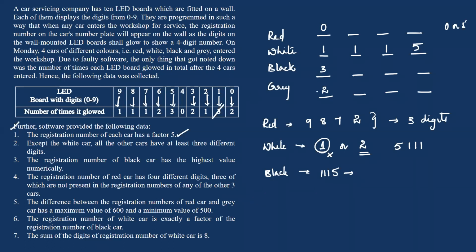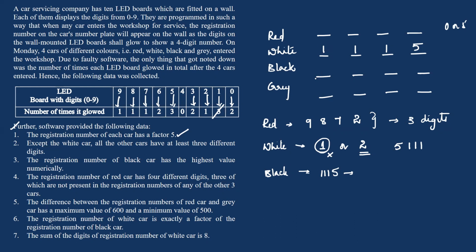Okay. So the leftmost digit of black car should be 3. It cannot be 0 or 2. So 1115 into 3 will be equal to 3345. But you do not have 4 here. So the leftmost digit of black car cannot be 3.